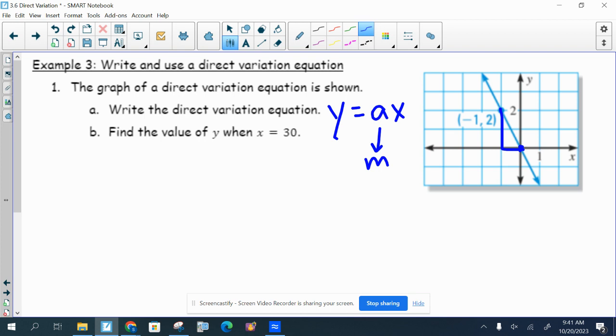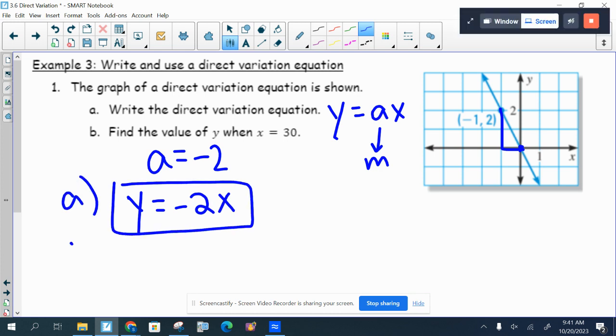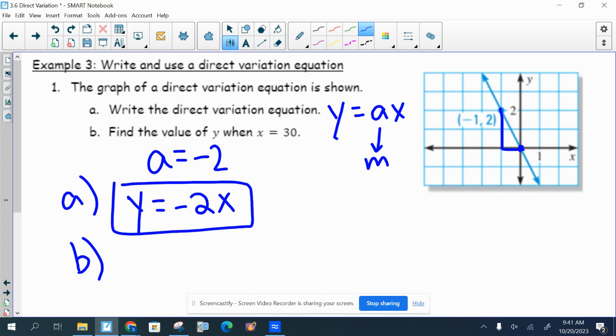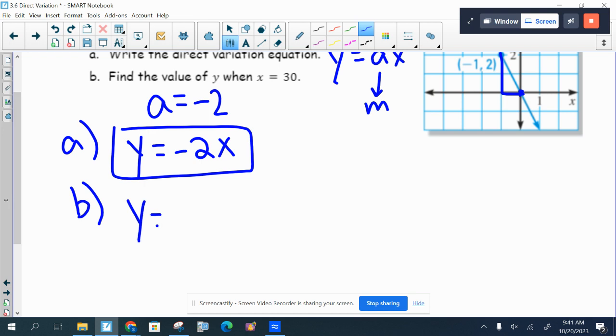So here, what is your a? What's the slope? Michael? Yes, it's going down 2 over 1. So the equation is y equals negative 2x. That's part A. And then B says find the value of y when x is 30. So you can simply plug in 30 for x. y equals negative 2 times 30, which is, Gabby? 60. Yes.